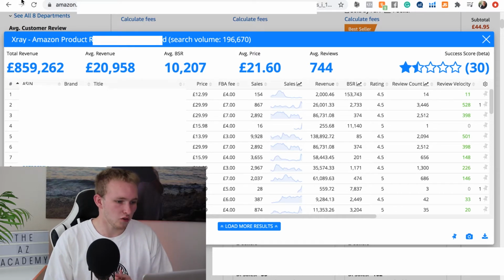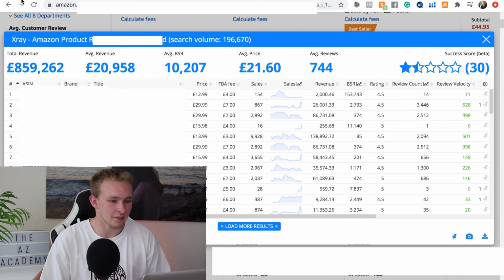Now, looking at the results, of course, we're going to start at the top again with the averages that the Helium 10 X-ray tool gives us, before going down to the actual results down below, where we can look at the numbers for each individual seller.